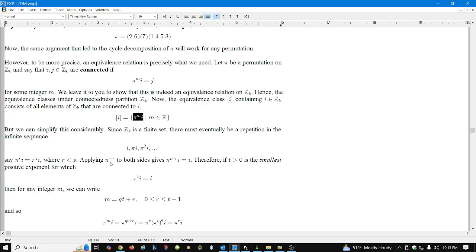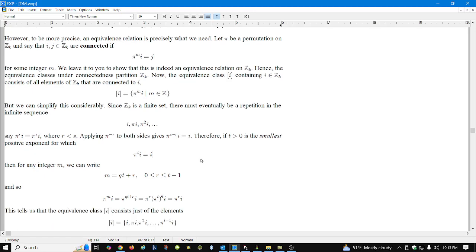So we apply pi to the negative R power to both sides of this, and we will get this, that pi to the power S minus R, it's a positive power, fixes I. So there's a smallest positive exponent, which I'm calling t, for which pi to the t fixes I.